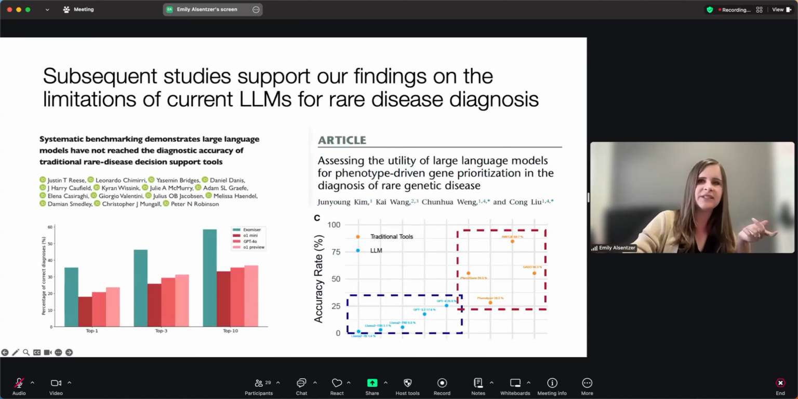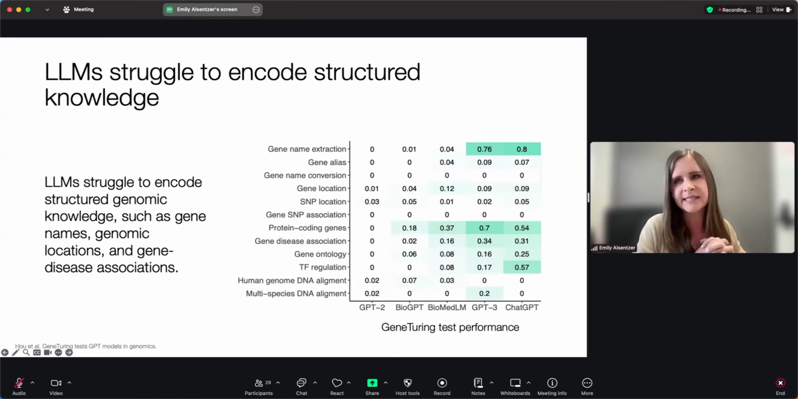These findings about the poor performance of language models align with existing literature, where other papers have shown that current language models, including OpenAI's O1 model, fail to outperform domain-specific models for this rare disease diagnostic task as well. And it's actually not that surprising, if you think about it, current foundation models do struggle to effectively encode structured knowledge, such as the information captured in databases or knowledge graphs. There was a different paper here, a little bit older, that found that many language models can't recall structured genomic knowledge, such as gene names and gene disease associations.